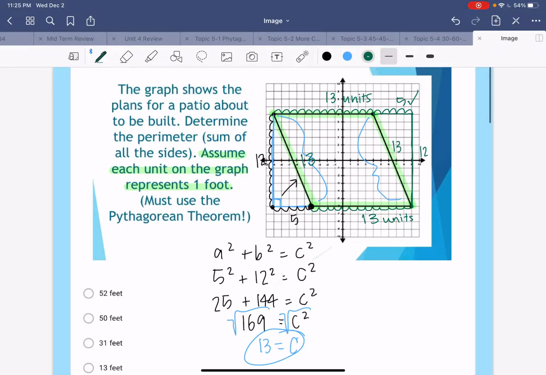So we have 13 times 4, because there are 4 sides that equal the measure of 13. So 13 plus 13 plus 13 plus 13, or 13 times 4, which gets us 52.